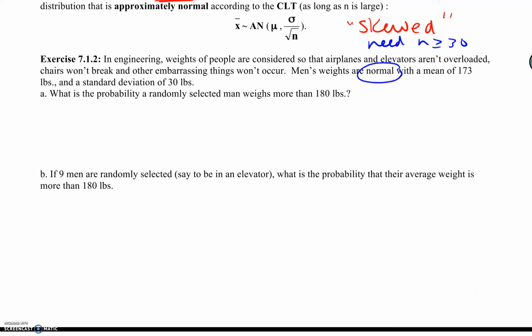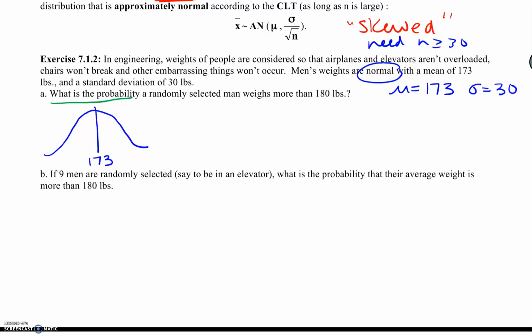So we have our sweet keyword of normal. We also were told that men's weights have a mean of 173 and a standard deviation of 30. So let's look at our questions. First question asks, what is the probability? Which we know means that we're looking for an area under that normal curve, right? That normal curve that we know exists, that's centered at 173.